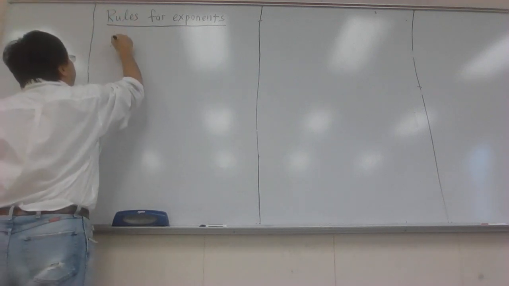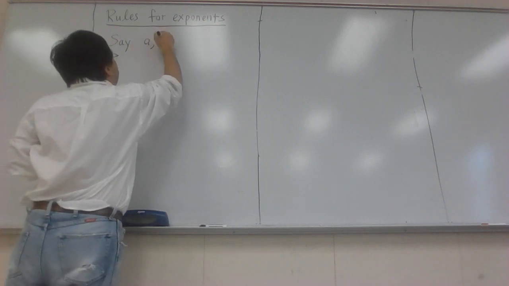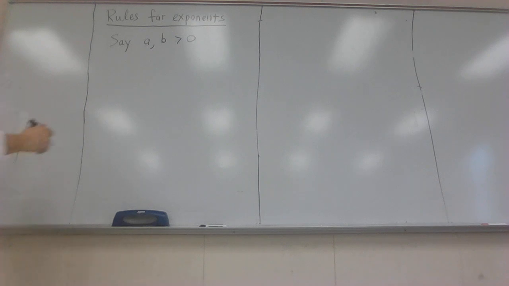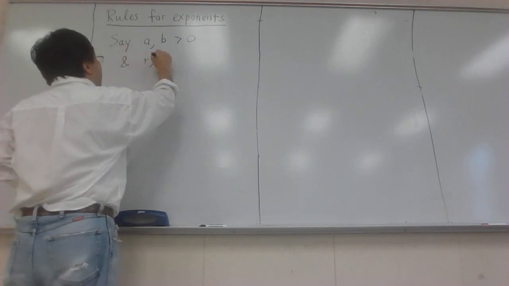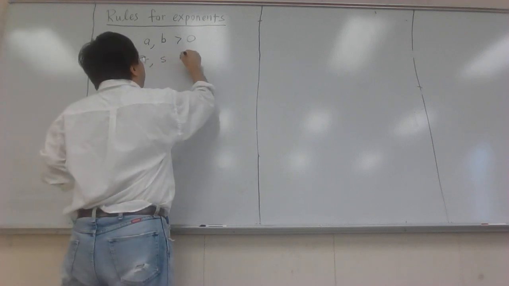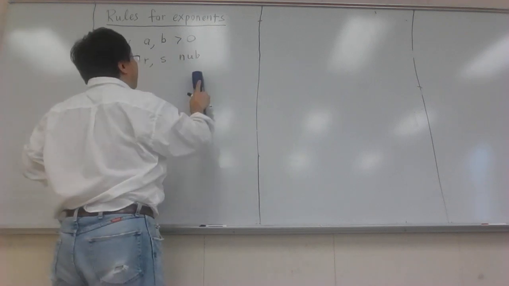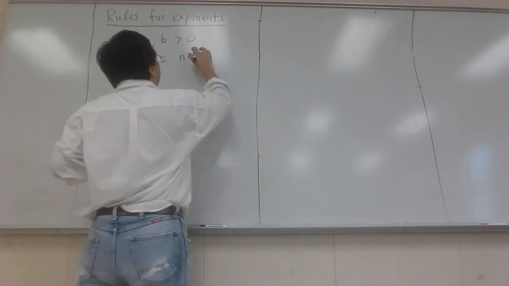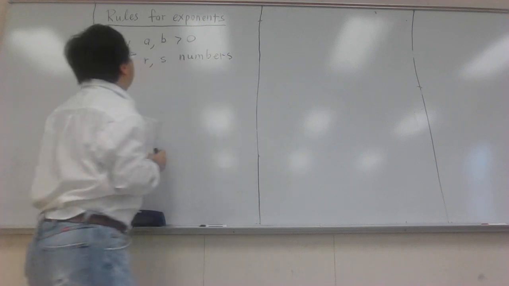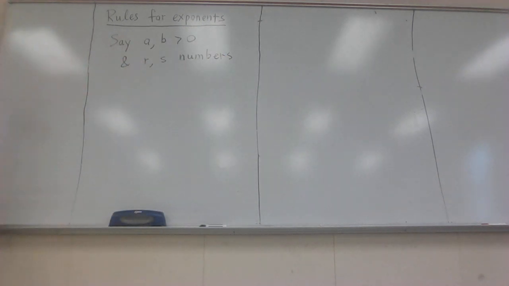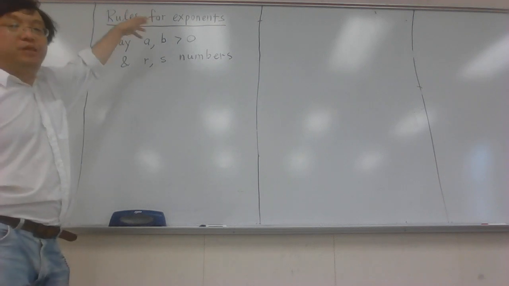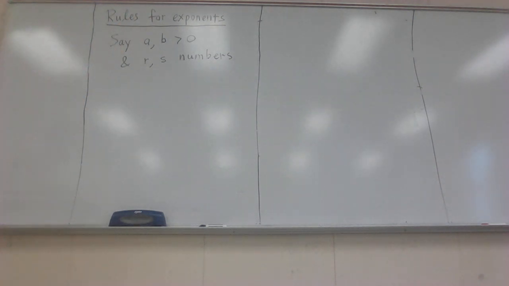Say that A and B are strictly positive real numbers, and R and S are just arbitrary numbers, any numbers. You require A and B to be strictly positive.